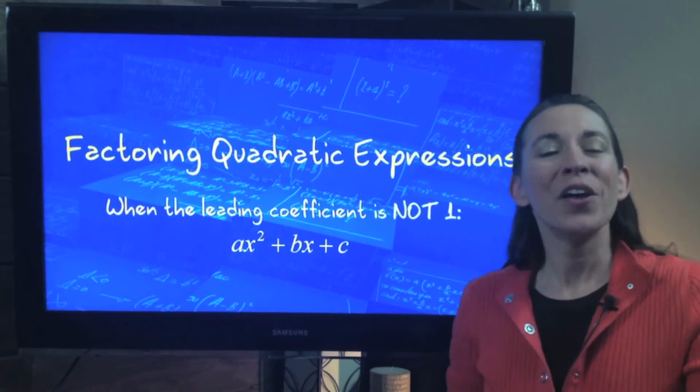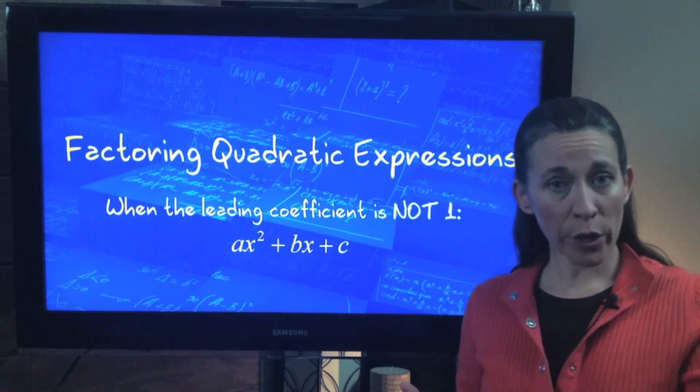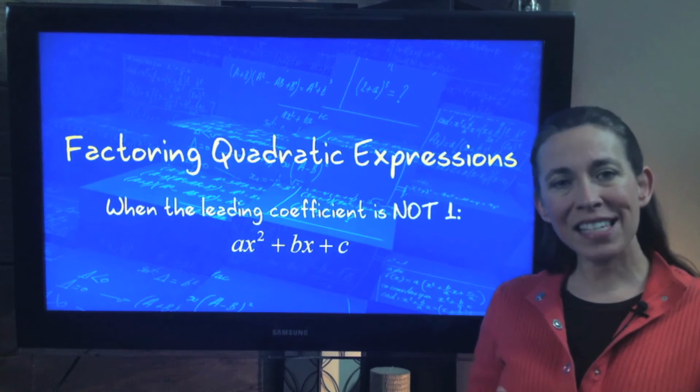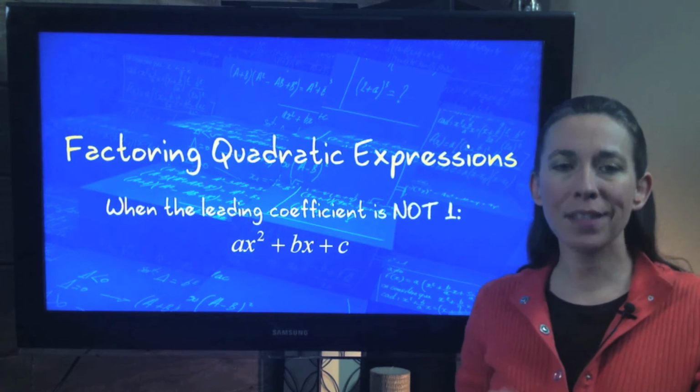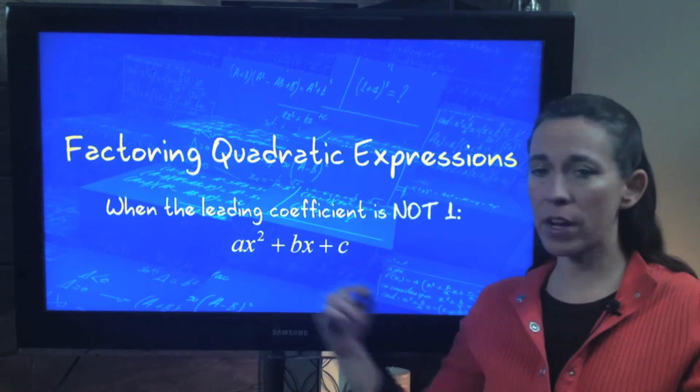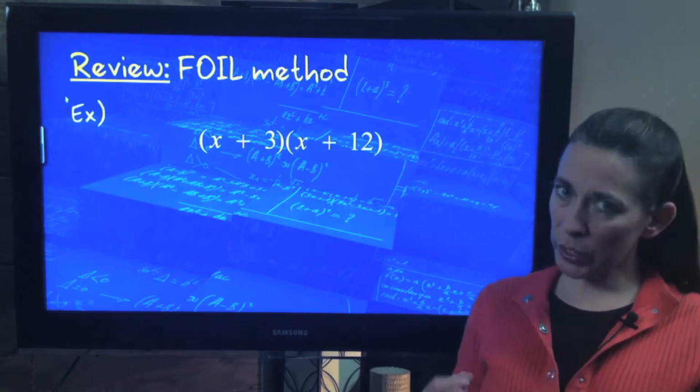Welcome back. Today we're going to take a look at factoring quadratic expressions again, only this time when the leading coefficient is not 1. In other words, we're going to have a number here in the front. But let's do a quick review.